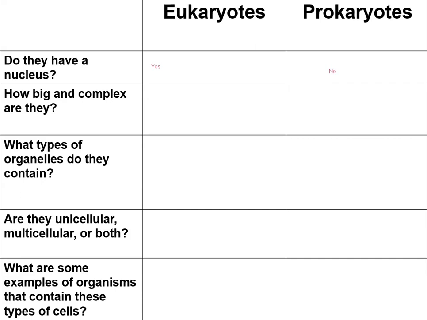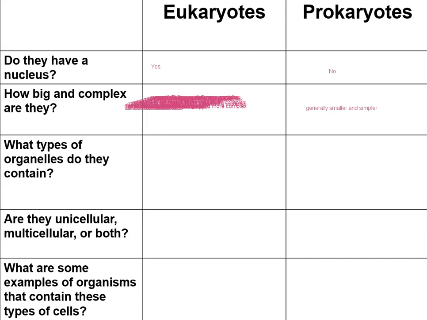Now, the remaining ones are not all necessarily rules like the first, but they are generally true. So how big and complex are they? As mentioned previously, and as we can gain from the previous slide, eukaryotic cells are generally larger and more complex. In contrast, we could say the opposite for prokaryotes, generally smaller and simpler.